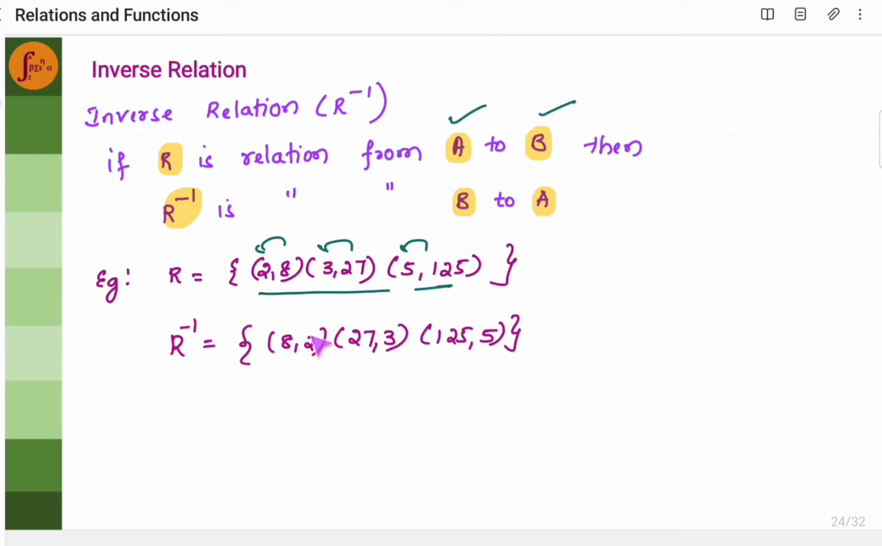So instead of 2, 8, it's going to be 8, 2. Instead of 3, 27, it's going to be 27, 3. Instead of 5, 125, it's going to be 125, 5. So this is inverse relation.